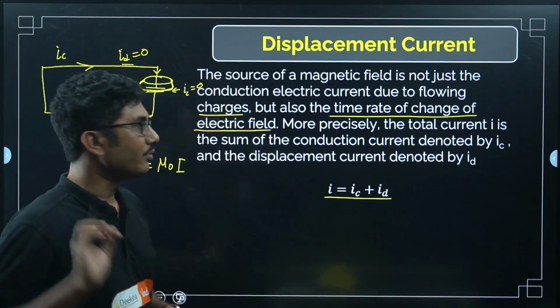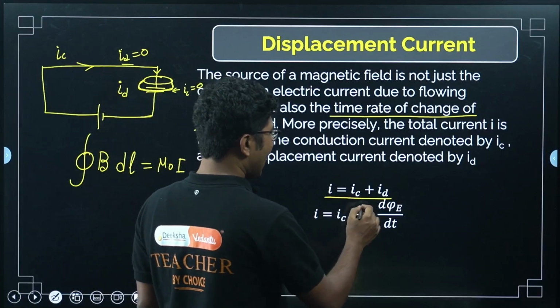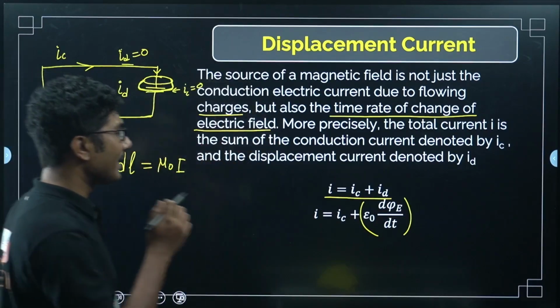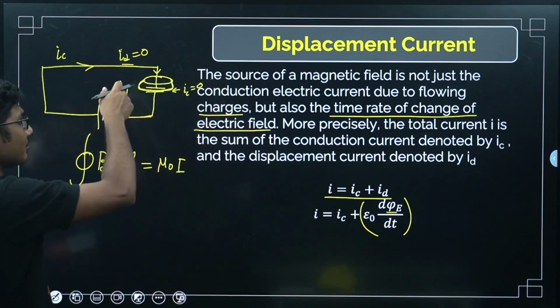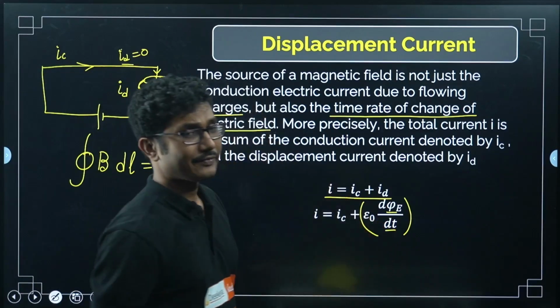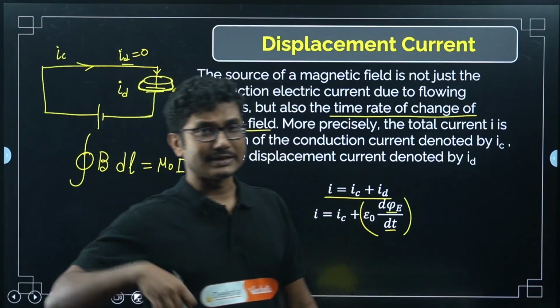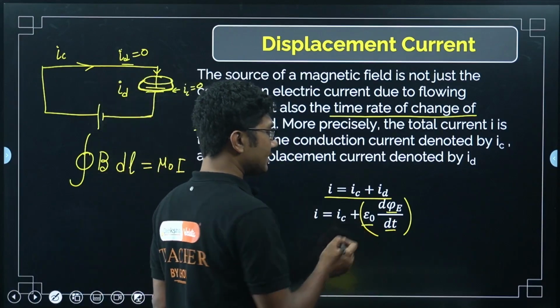So you have to be careful about that. Also, that time rate of change of electric field can be represented using this, where this is the electric flux linked with the surface. The time rate of change of that electric flux gives the displacement current. Now the flux is not constant, it is changing because the electric field is changing, and epsilon naught is the free space permittivity.